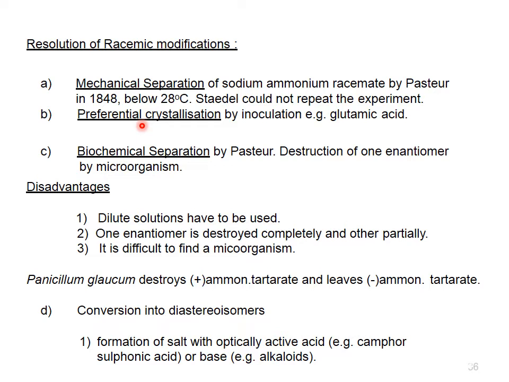Then there is method D, conversion to diastereomers. This is a chemical method for the resolution of racemic mixture, meaning formation of derivatives, formation of salts with optically active acids, for example camphor sulfonic acid, or bases, for example alkaloids.